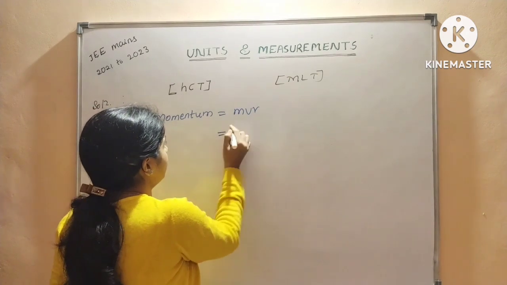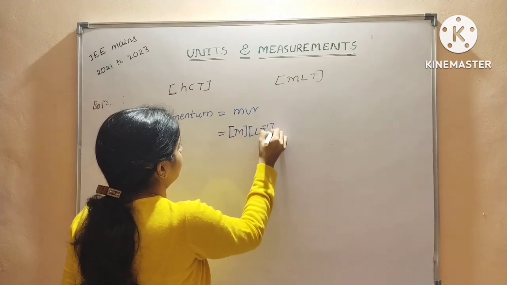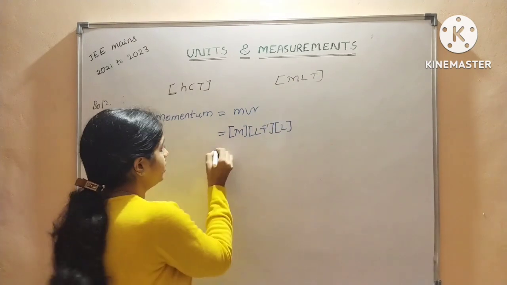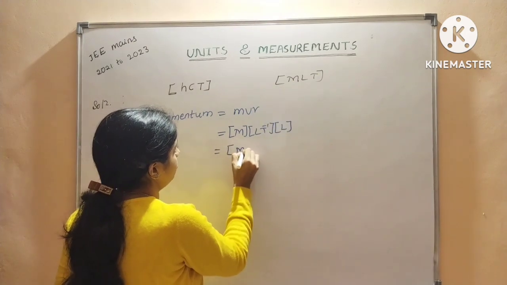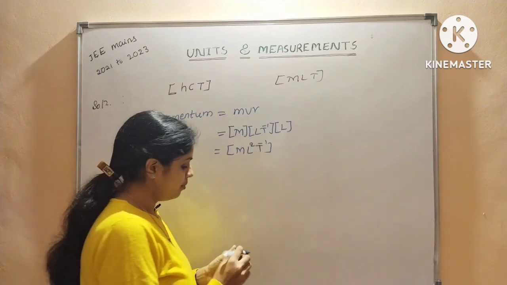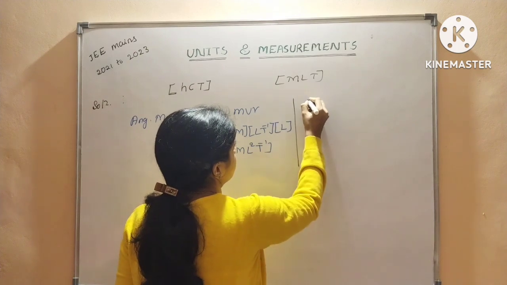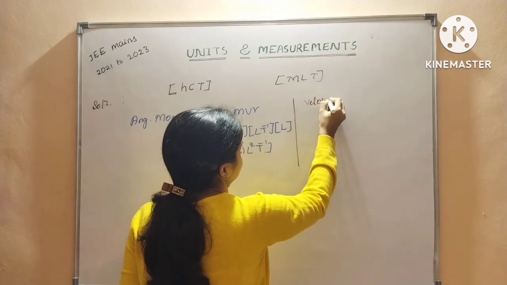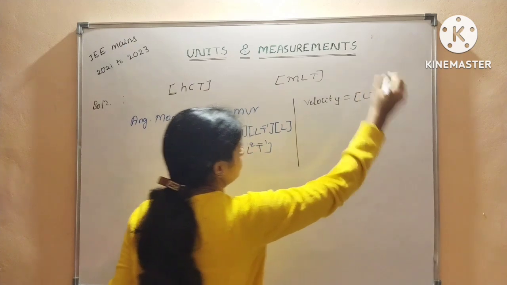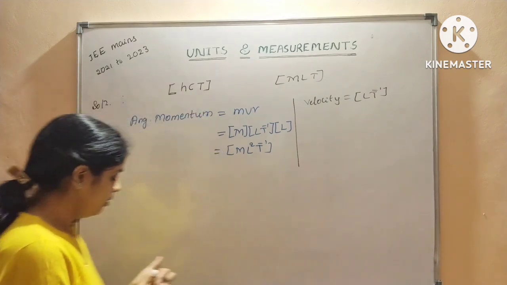The dimension of angular momentum is M for mass, LT^-1 for velocity, and distance r is having the dimension L. The dimension of angular momentum is ML^2T^-1, and dimension of velocity of light is velocity equal to LT^-1, and time, you know it already, time T.